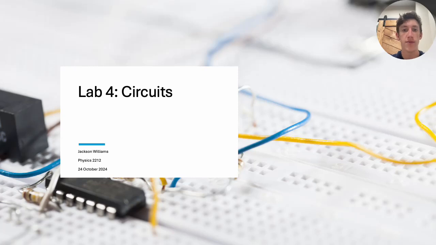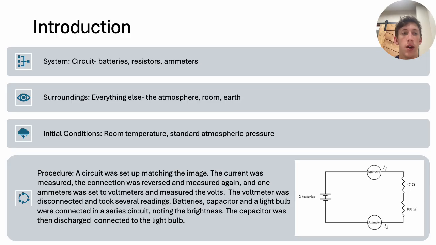This is my Lab 4 report for Physics 2212 circuits. For the system, it was just the whole circuit, everything in it, and the surroundings was everything else, the atmosphere, the earth. The initial conditions were all assumed to be standard, temperature, pressure, everything.